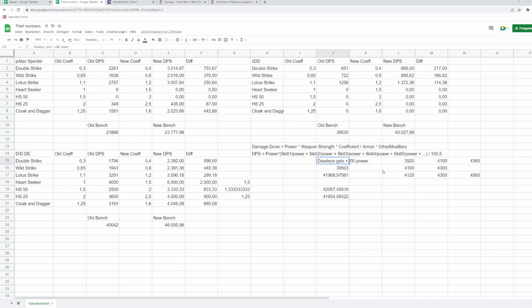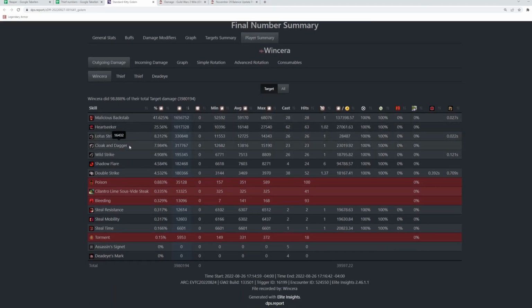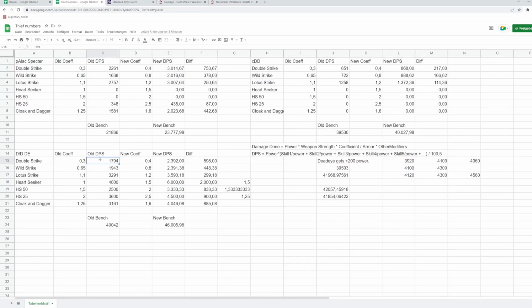Now, similar to how we could handle the detailed case of having signet, no signet, or signet active, we can actually easily do this with different skill uses. So in the log, we can take a look how much damage does double strike contribute. Double strike contributes 1794 to our total DPS number. And we can write that down here. And we can now see that double strike gets its coefficient increased from 0.3 to 0.4.